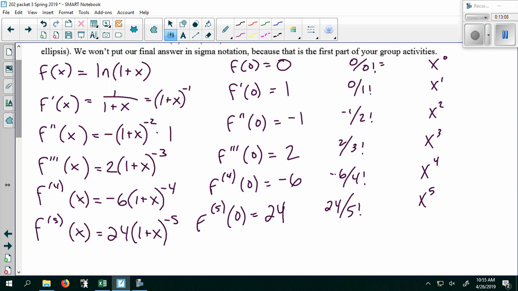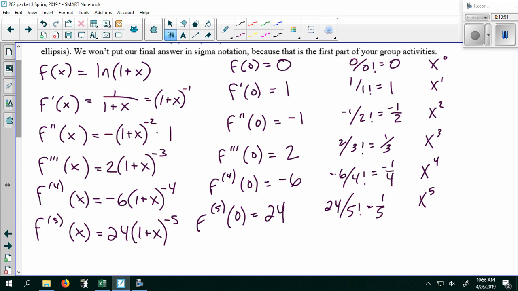0 over 0 factorial, that's 0 over 1, which is 0. Oops, that's supposed to be 1 over 1 factorial. 1 over 1 factorial is 1. I'll leave the rest. Actually, no, I'm going to simplify all of them. 2 factorial is 2, so this is negative a half. 3 factorial is 6. 2 over 6 is a third. 4 factorial is 24. Negative 6 over 24 is negative 1/4. And 24 over 5 factorial, 5 factorial is 120. And 24 over 120 is 1/5.